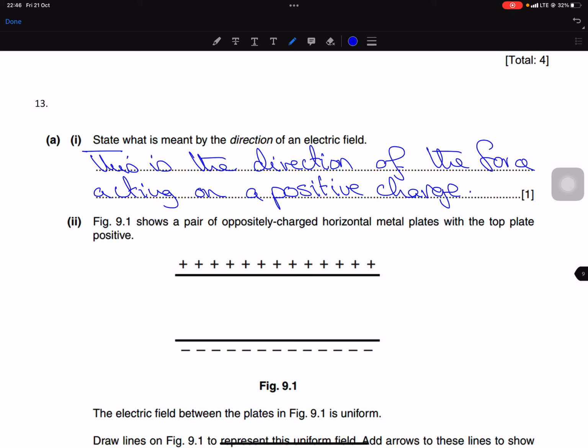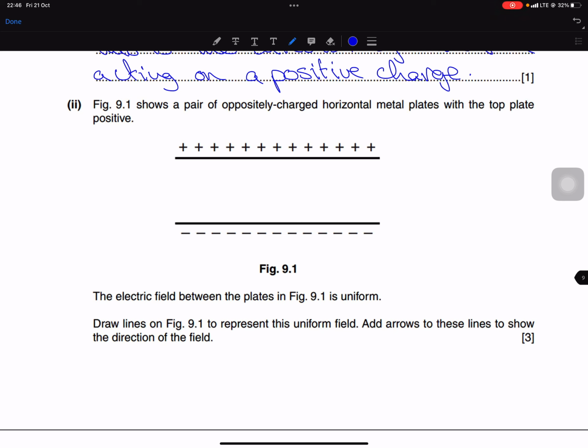Okay, again, to draw this in the syllabus, you don't need to draw end effects, so you just draw straight lines with an arrow, another straight line with an arrow, another straight line with an arrow. Okay, and the arrows go from positive to negative, and that's it. All right.